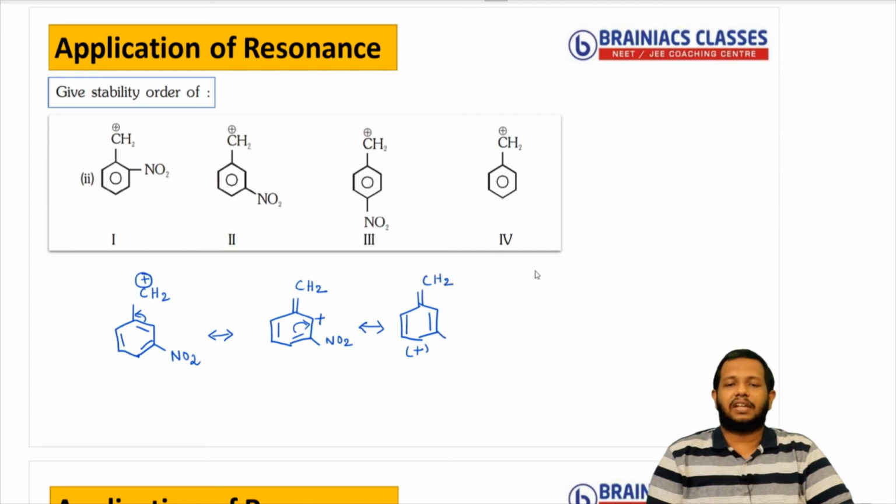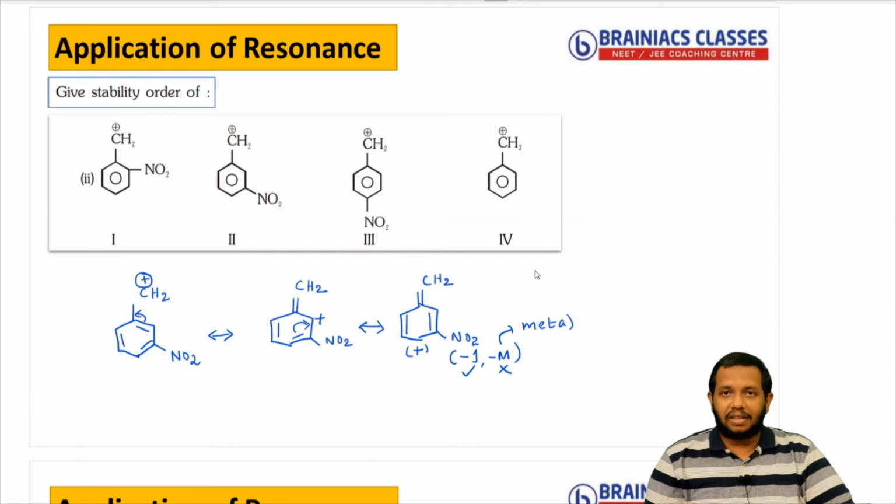Now what is the understanding here? Even though the NO2 group is present, it is at meta position, so it has no direct impact on this positive charge. NO2 has minus I and minus M. The minus M effect does not have any impact on this positive charge, but minus I does. Why does minus M have no impact? Because it is present at meta position. So due to minus I effect, this is unstable. But comparing the first and second, the first one is most unstable, because the first one has both minus I effect and minus M effect. That is very, very important to understand.